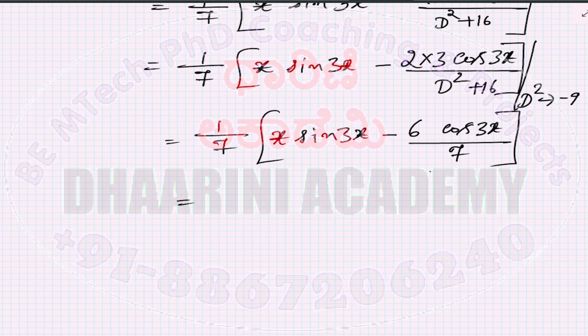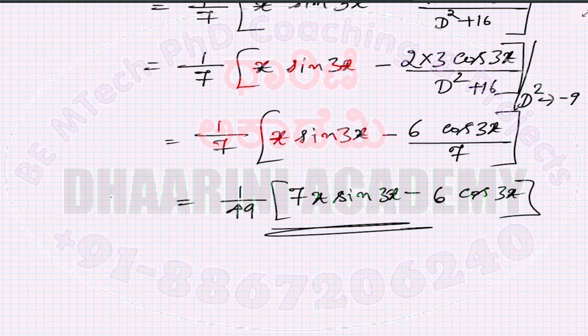So what we can do, we can take the 7 outside once. This becomes 1 by 49 into 7 times x into sine 3x minus 6 times cos 3x, which is the yp.